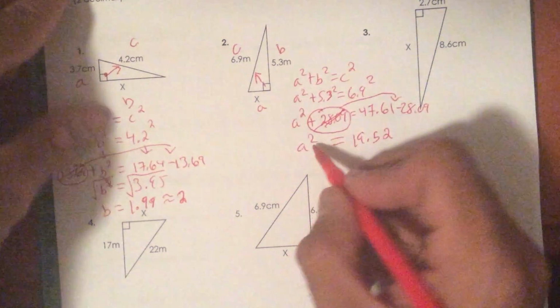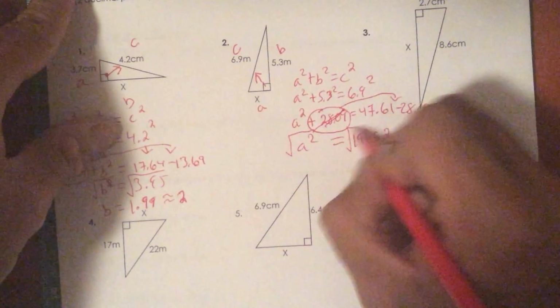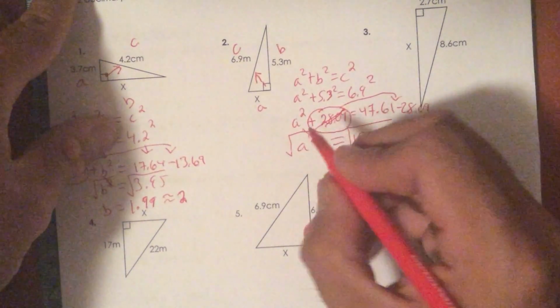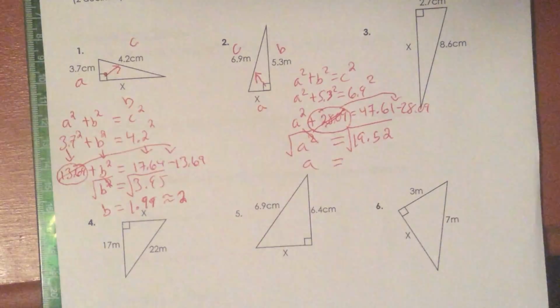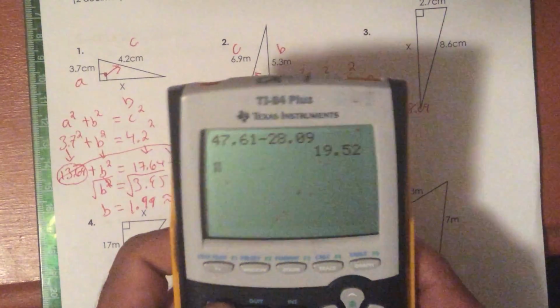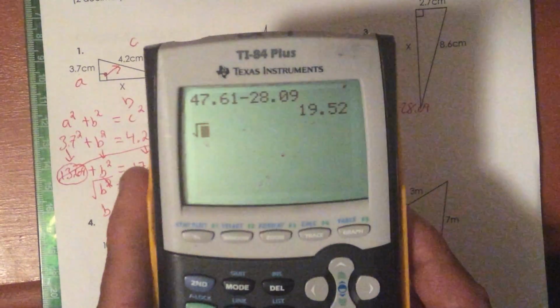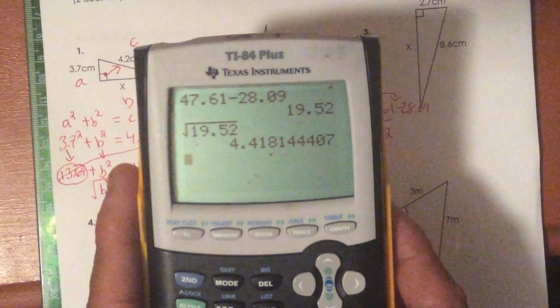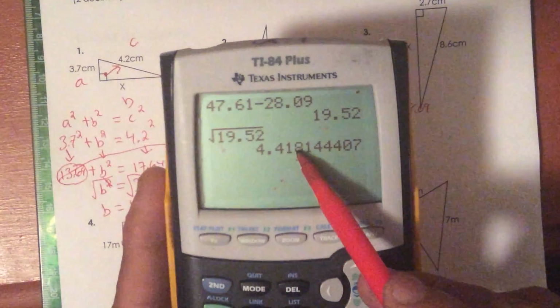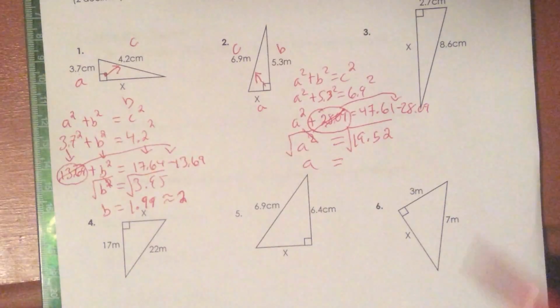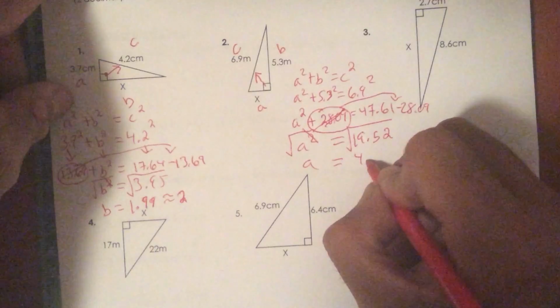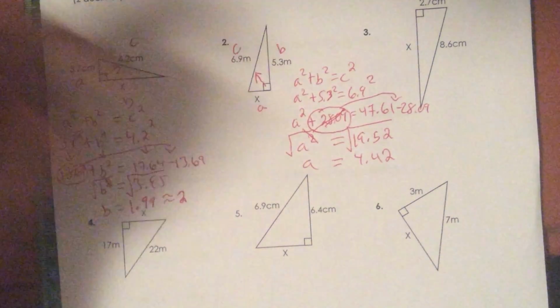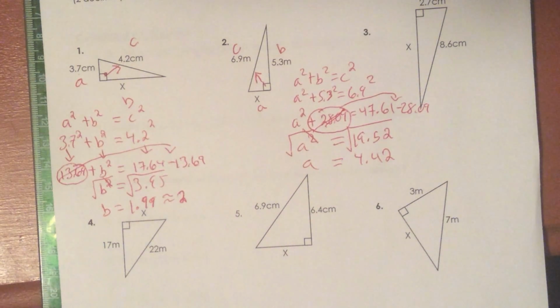Now, to get rid of the square, I have to square root because that's the opposite. So these cancel out, and I'm left with A equals. Now I'm going to use my calculator to do the square root of 19.52, and I end up with 4.42 because the 8 changes the 1 into a 2. So I'm left with 4.42. And there's my answer. There's my side. It's one of the legs, obviously, okay?